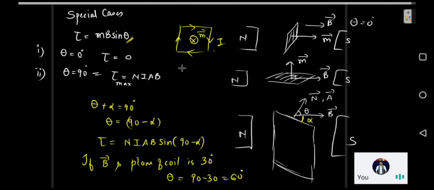Supposing the coil is taken in anti-clockwise direction like this. Take your right hand, curl your fingers in the direction of current, and you will get the direction of the magnetic dipole moment. So this is how the direction of dipole moment is taken.